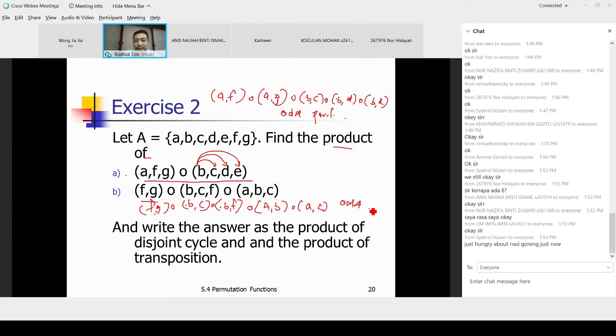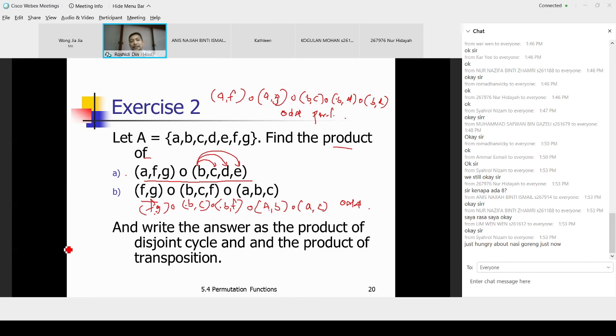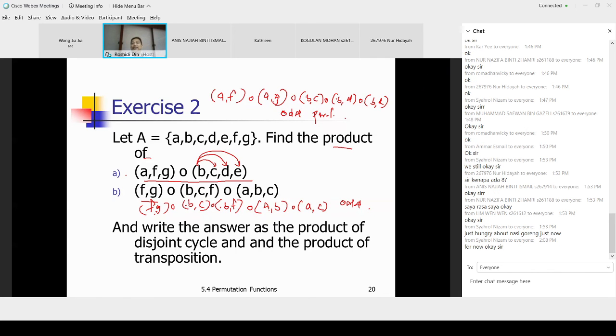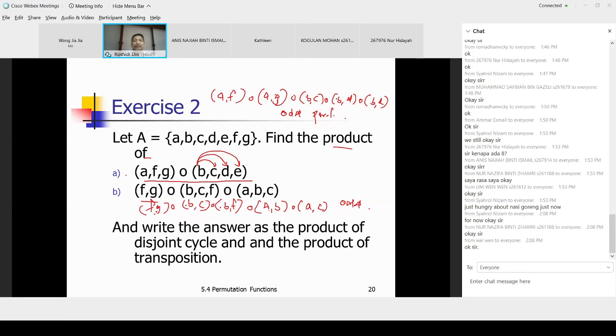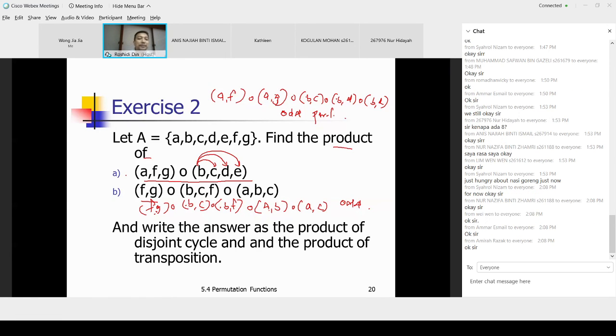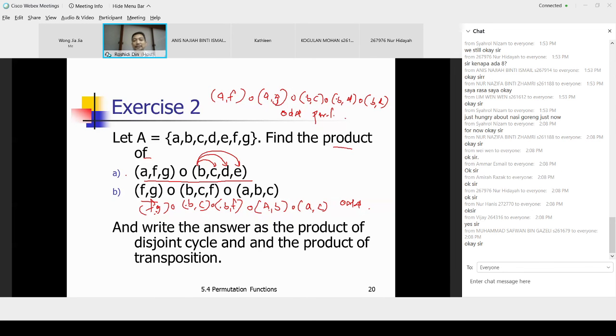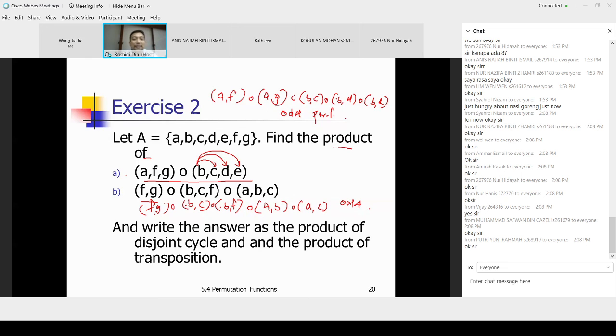Okay, class. This is the last slide. So far, okay? Good. So that's it for today about permutation functions. Thank you very much.